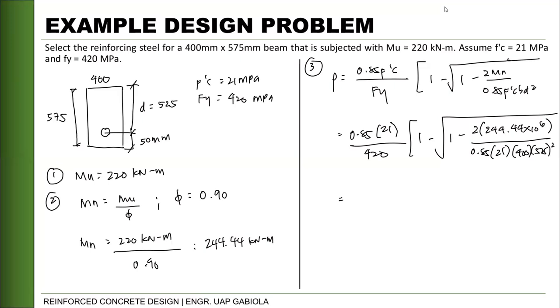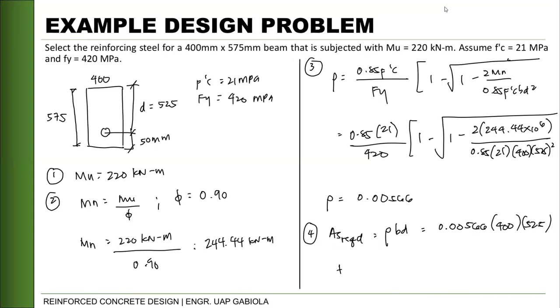Okay, we will arrive with 0.00566 as our rho. After calculating that rho, we will now calculate our As required, which equals rho bd. Just substitute that value: 0.00566 times 400 times 525, that is 1188.6 mm squared. So this is our required area.